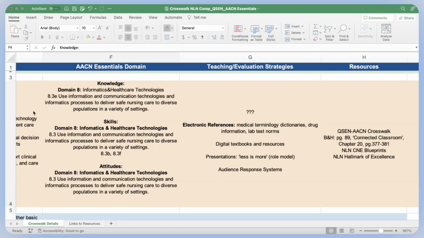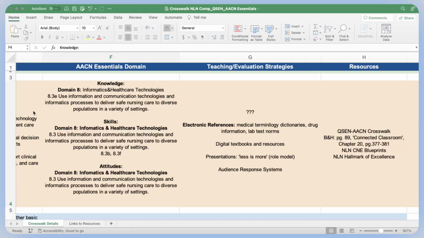Then next we want to talk about the connected classroom. I think it's wonderful that there's a whole chapter 20 in Billings and Halstead that is dedicated to describing the connected classroom. Now you may wonder, what does that really mean? What is that all about? I had the same question. So when you start on page 377, it really does outline many of the strategies that we're all familiar with, but I like how they've termed it the connected classroom.